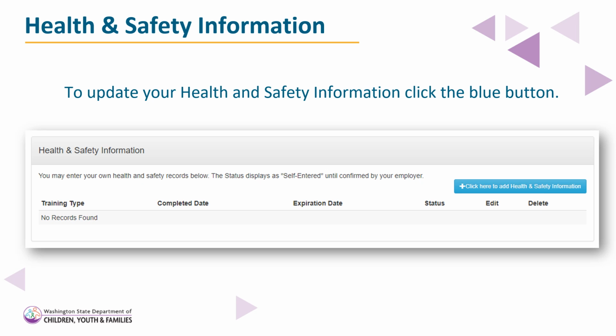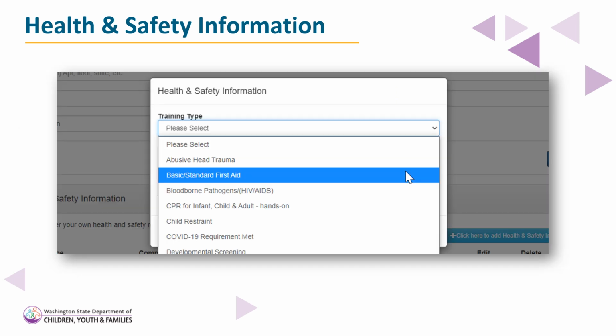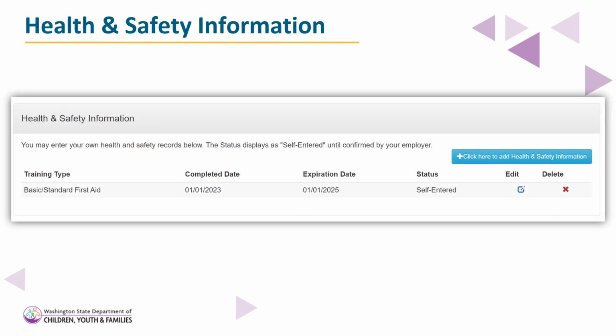To self-enter a record, select the blue Click Here to Add Health and Safety Information button. A pop-up box will appear under the training type. Use the drop-down menu to make your selection. Depending on the selection, you may be prompted to enter additional information. This may include the date the training was completed and when it expires. Once you save the record, it will display as self-entered until it is either confirmed by your employer or verified by a licensor.